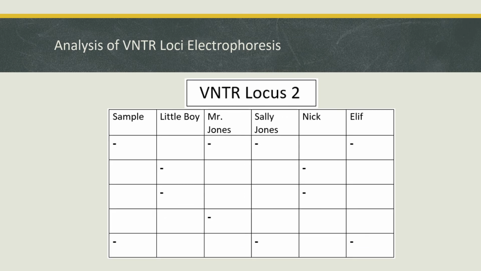Now we are looking at the second locus. We can skip over Little Boy, Mr. Jones, and Sally Jones, since we know that they cannot be suspects from the first locus. Now comparing Nick and Aleph, we can see that Nick does not share any alleles with the sample at this locus. On the other hand, we can see that Aleph yet again shares both alleles with the sample.